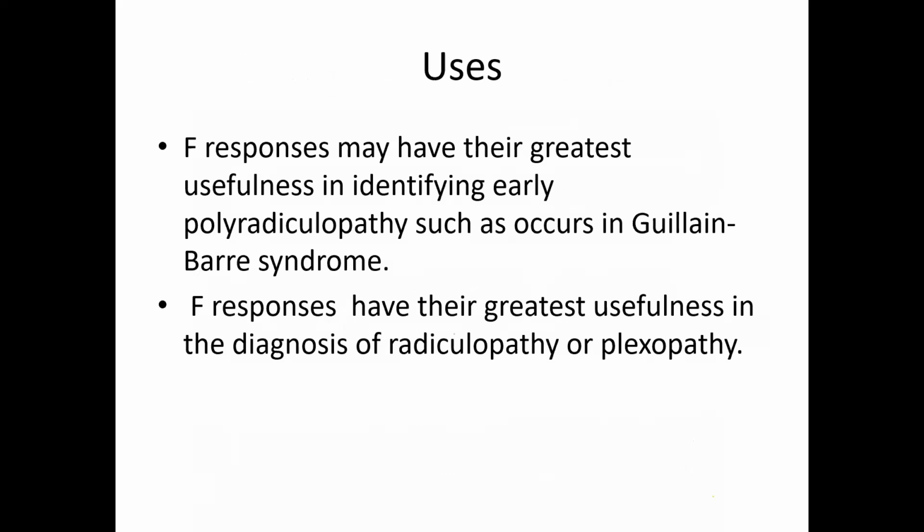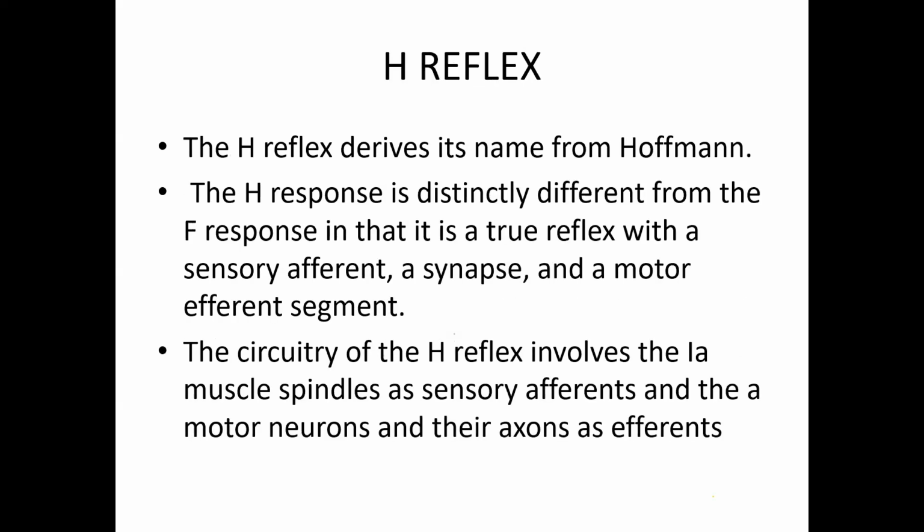Then what is the clinical use of F response? It will indicate the proximal conduction issues like radiculopathies or plexopathies. Okay. Then we come to H reflex. H name comes from Hoffman. H response is distinctly different from the F response in that it is a true reflex with the sensory afferent. Then there is a synapse and then there is a motor efferent segment.